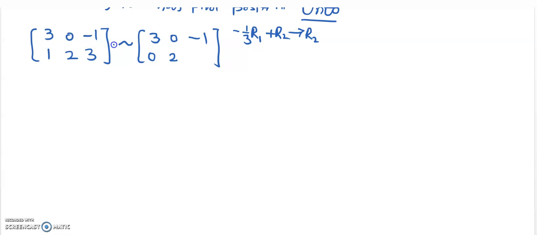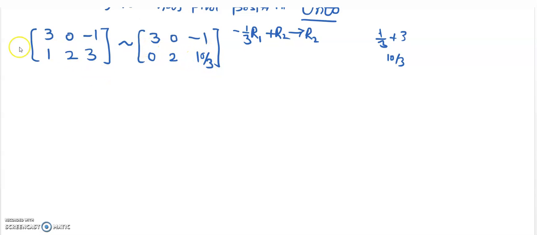So it will be plus 1/3 plus 3, so that is 1/3 plus 3, which is 10/3, right? 10/3.